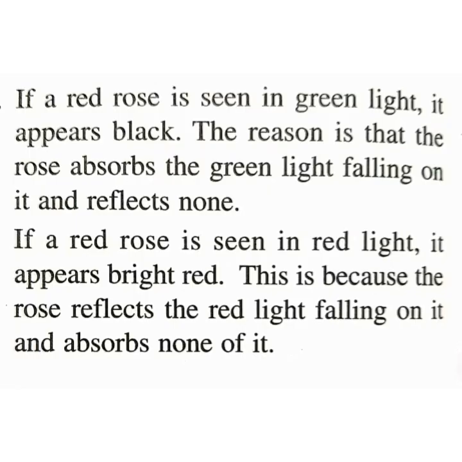A red rose appears red in white light. How will it appear in green light and red light? Give a reason to support your answer. If a red rose is seen in green light, it appears black because it absorbs the green light. The same red rose appears bright red in the red light because it reflects that red light and absorbs none of it.